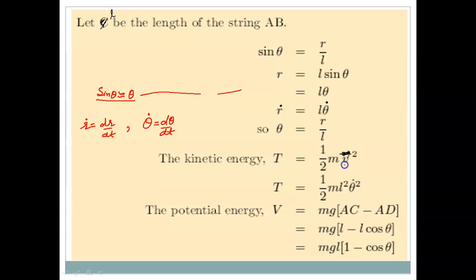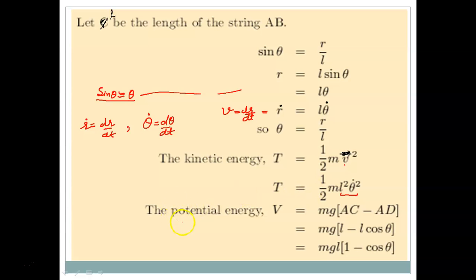Here dr by dt is in fact the velocity, so v means L theta dot. Substituting it here, v square gives L square theta dot square. Consequently, the kinetic energy is equal to 1 by 2 m L square theta dot square.